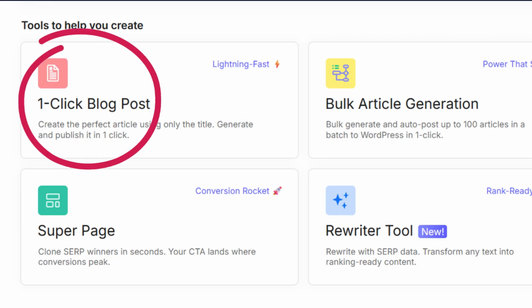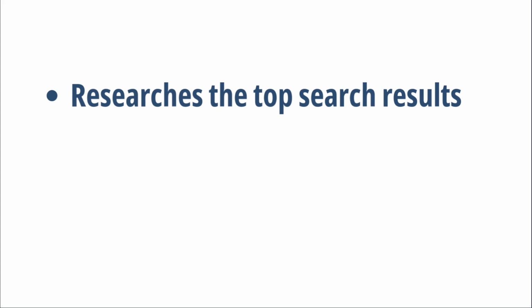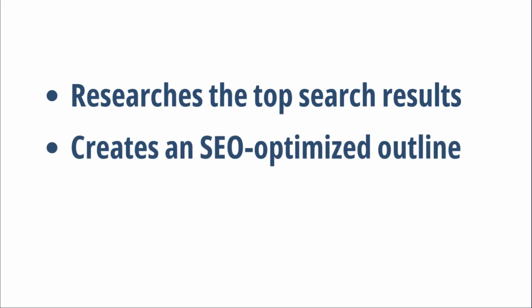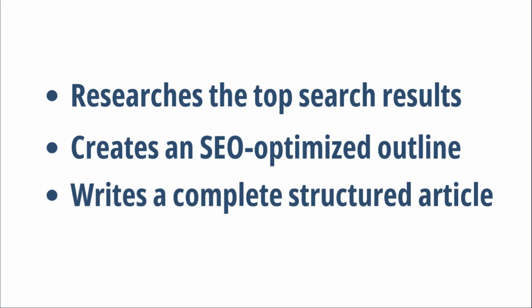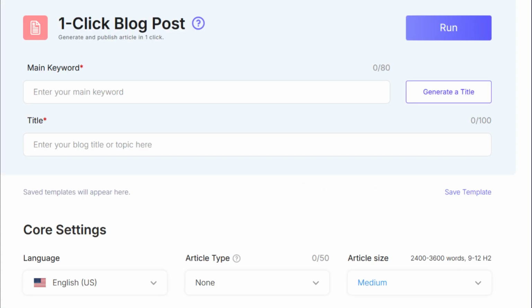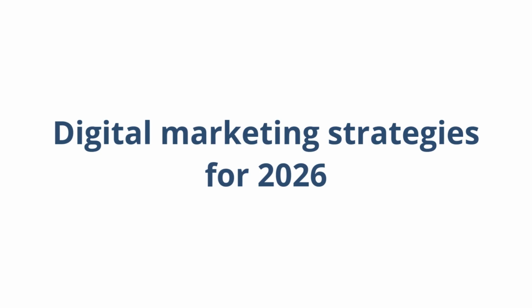Its main draw is the one-click blog post generator. It researches the top search results, creates an SEO-optimized outline, and writes a complete structured article, all from a single keyword. All right, let's see this in action. The process is incredibly simple. We're going to use this tool to write a blog on digital marketing strategies for 2026.